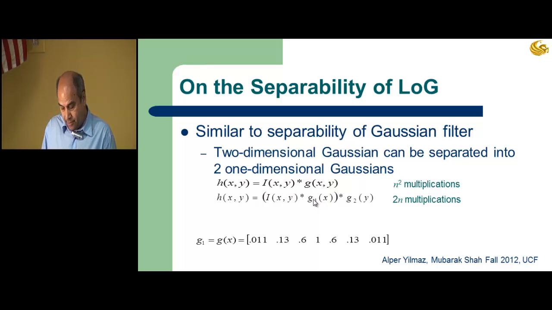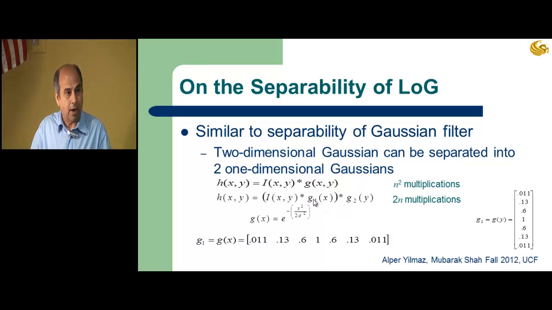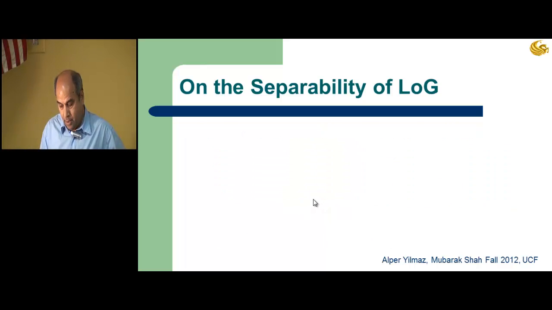So this is your Gaussian mask. You apply it in x to every row, as shown here, and then you make a column out of the same mask and apply it to each column of the result. That's a very good property of Gaussian, and that's why it's preferred.